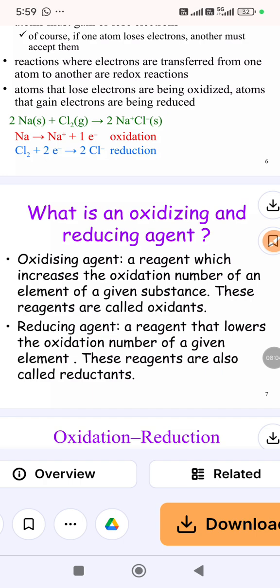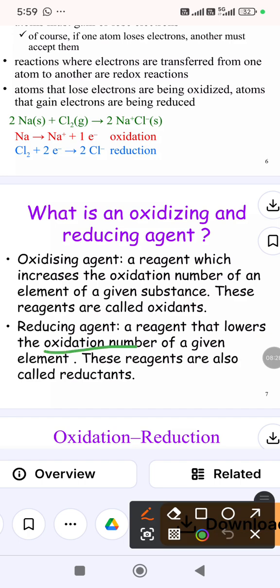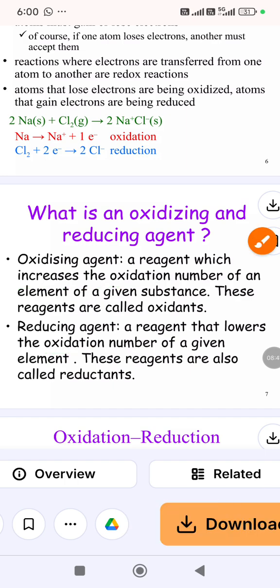An oxidizing agent is a reagent which increases the oxidation number of an element of a given substance. These reagents are called oxidants. Right now, the concept of oxidation number is not introduced; that we will be doing later on. Similarly, a reducing agent is a reagent that lowers the oxidation number. The reagent that increases the oxidation number is the oxidizing agent. And what is a reducing agent? The reagent that lowers the oxidation number is the reducing agent.